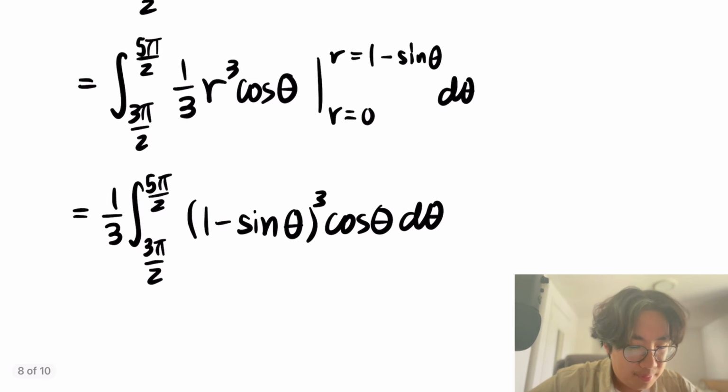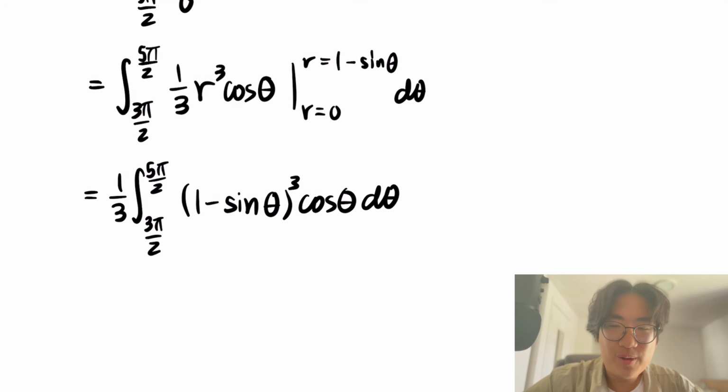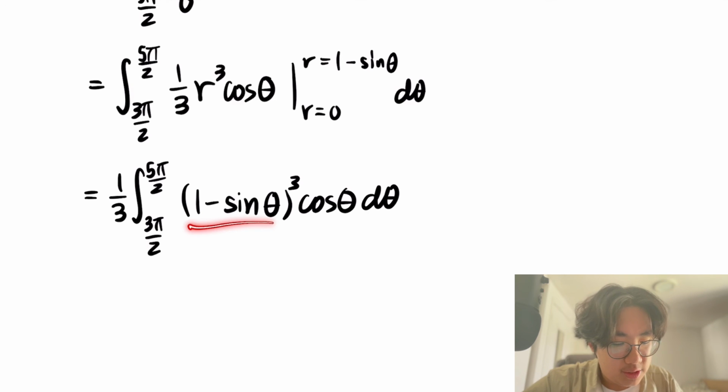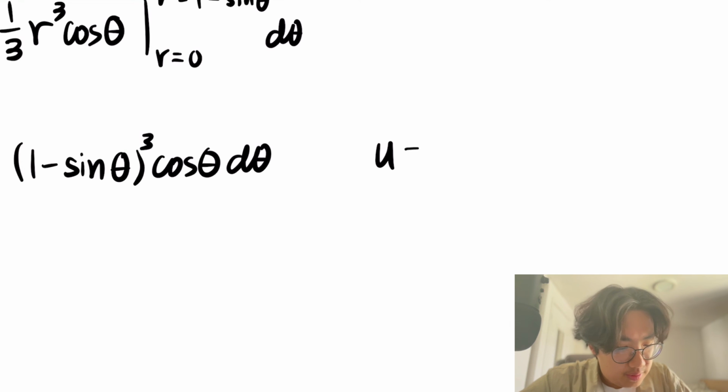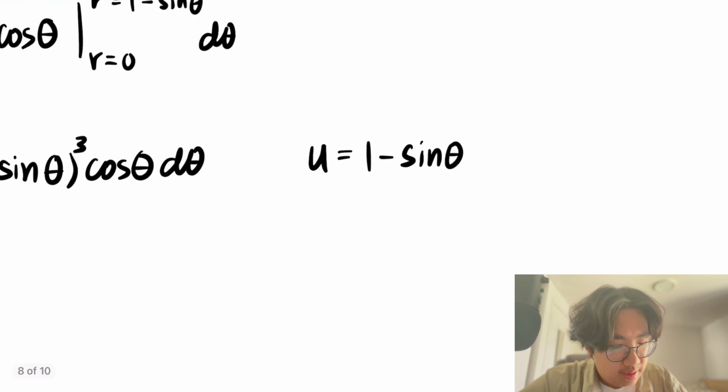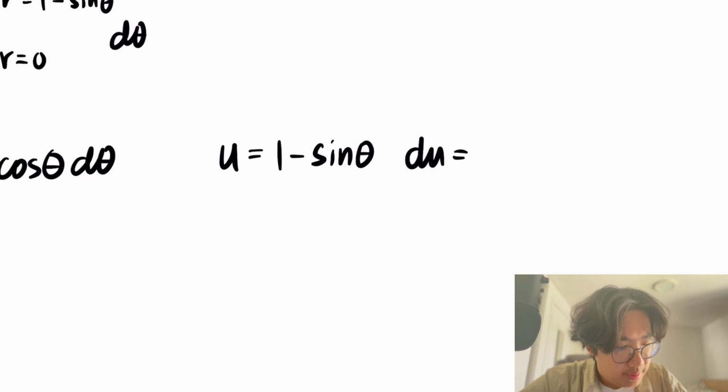Okay, I'm going to pause really quickly. This step is where you really want to be careful. I was stupid enough to expand this out and then integrate from there. I still got it right, but that was way longer than it needed to be. If you recognize that you can do a u substitution, you'll save so much time. So we'll do that over here. u, we can substitute for 1 minus sine theta, and then du becomes negative cos theta.